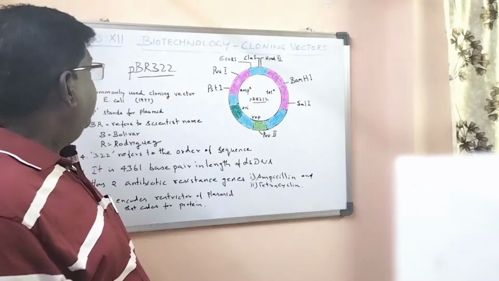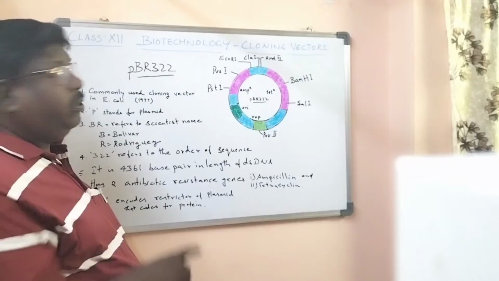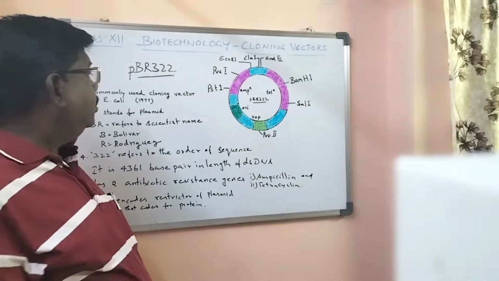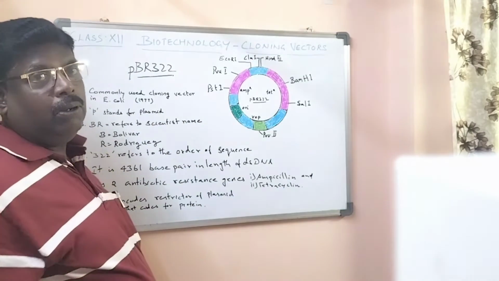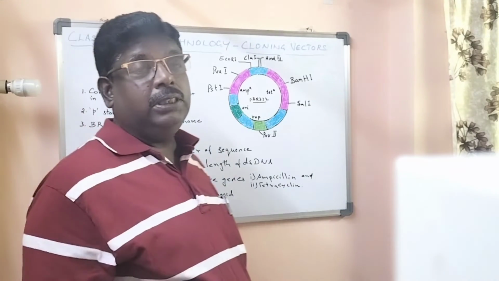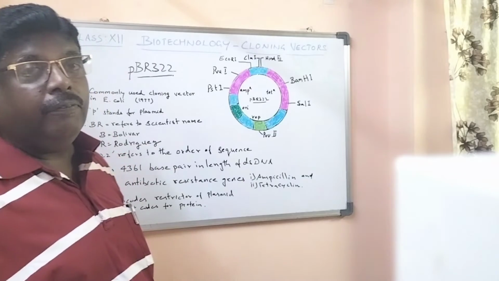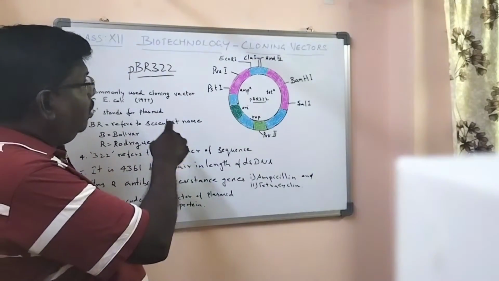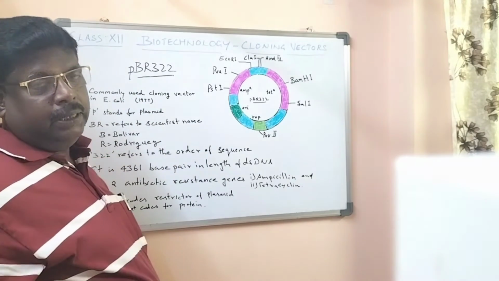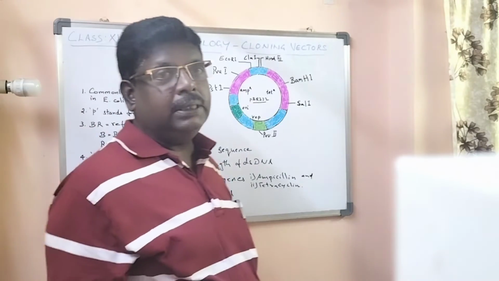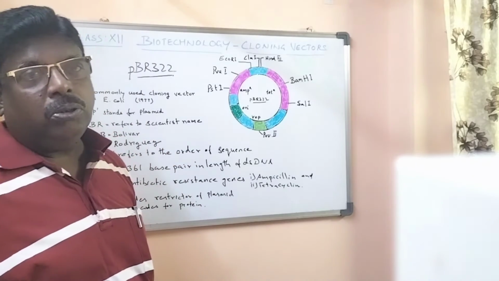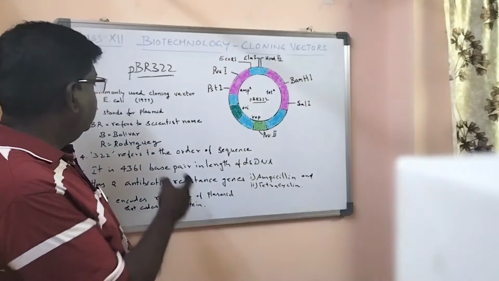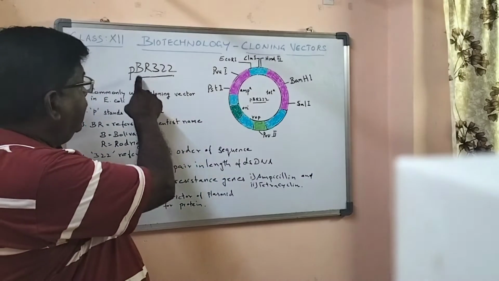It's a commonly used cloning vector, especially in a bacterium called E. coli. It was first introduced in the year 1977. The small p stands for plasmid. So you all know plasmid means extra chromosomal, autonomously replicating genetic content. So p stands for plasmid.